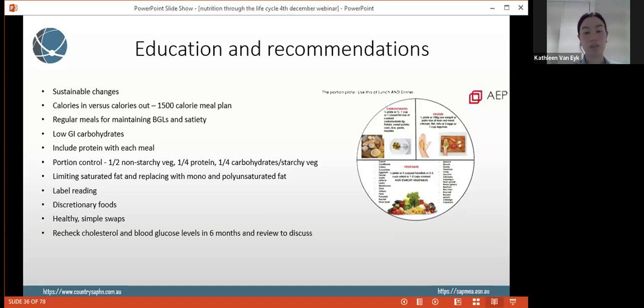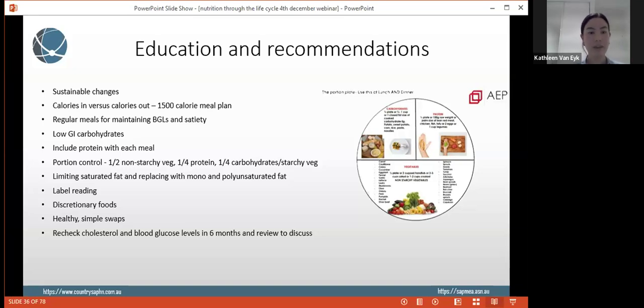So we might look at providing John a 1,500 calorie meal plan so that he can actually see what that looks like, and it gives him a bit more of a guide of how much he actually needs and some meal ideas. Regular meals again, for maintaining his blood glucose levels, and that helps him to keep satisfied throughout the day. Opting for those low GI carbohydrates that Lauren spoke about before, and I will touch on that a little bit more in a minute.